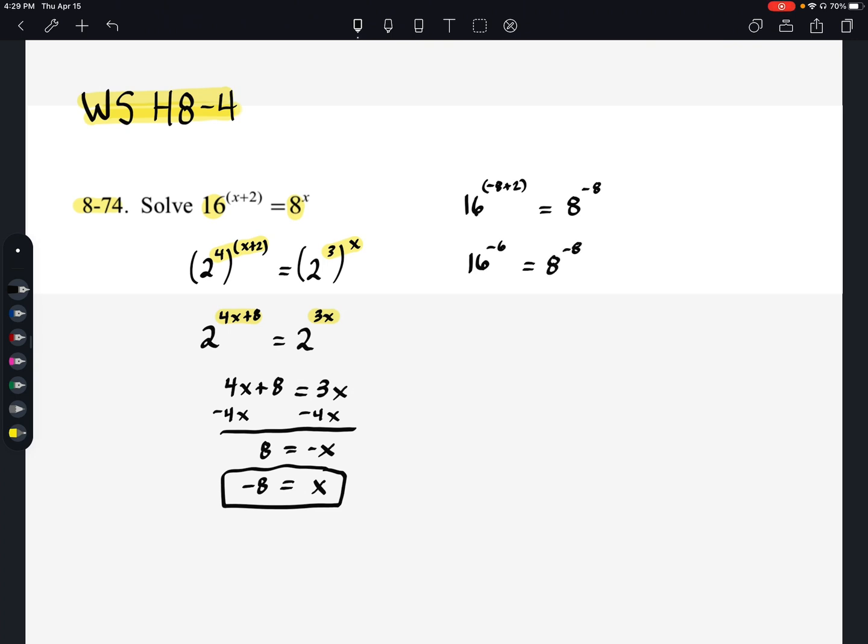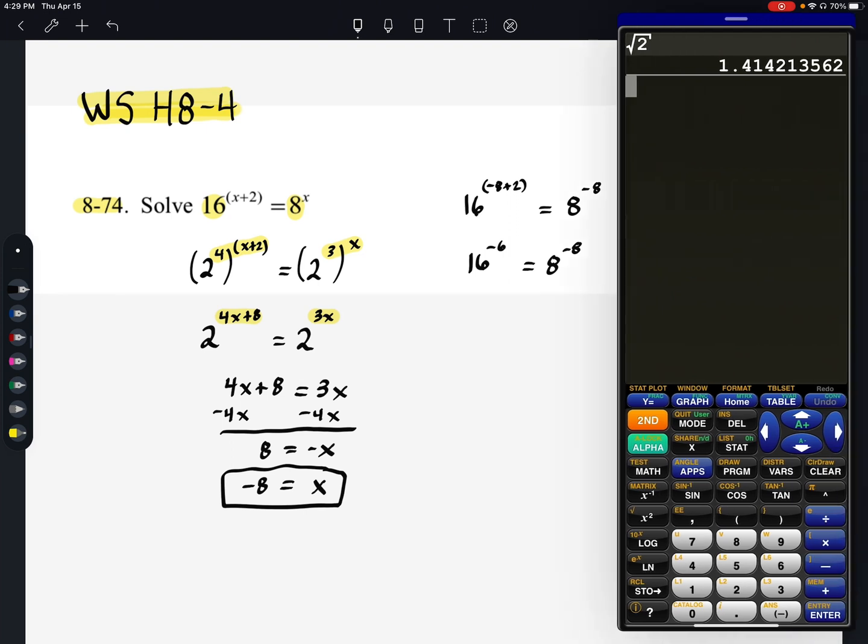Now we could go through and figure those out, but it's probably going to be easier to use the calculator. So first thing I'll do is do 16 to the power of negative 6. Yikes, that's a really long number, really small number. But let's see if we get the same thing when we do our 8 raised to the power of negative 8. And you see that we do. So it doesn't really matter what that number actually is. It's a really small number, but we have confirmed that x equals negative 8.